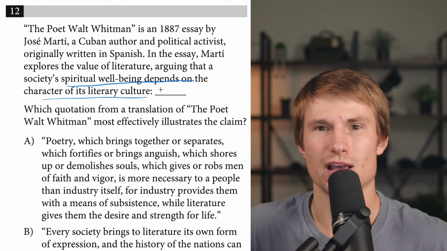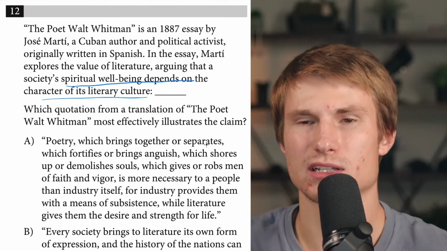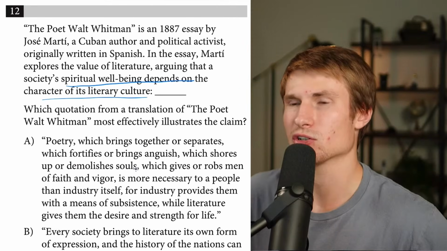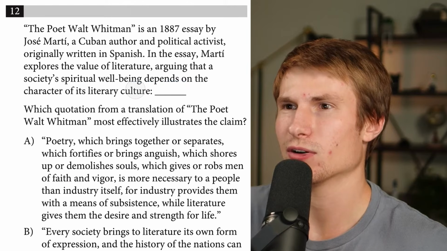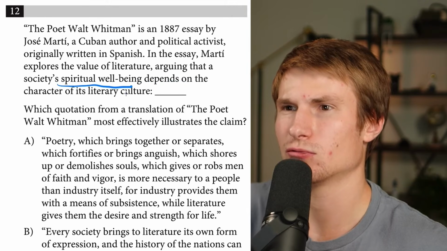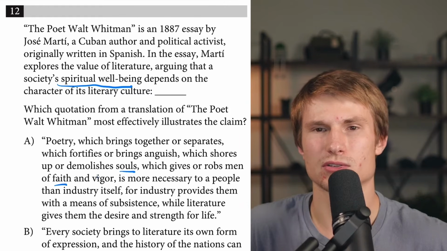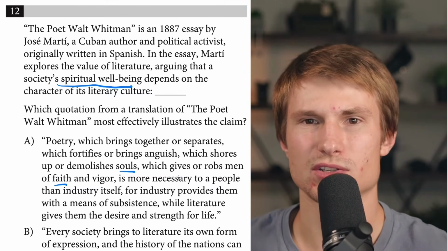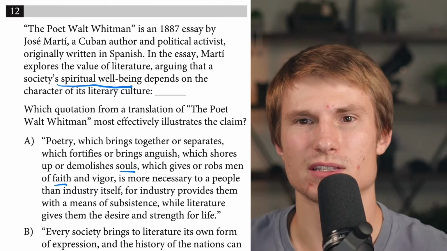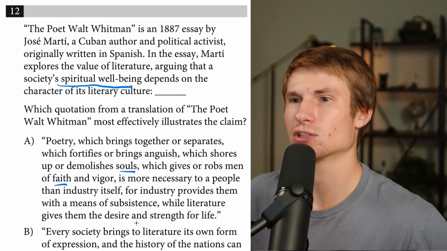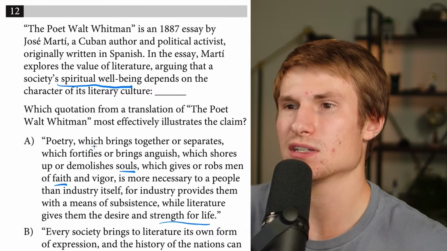We have option A, poetry, which brings together or separates, which fortifies or brings anguish, which shores up or demolishes souls. Okay, souls is going to be very representative of spiritual well-being. So that's something I want to pay attention to. Which gives or robs men of faith, also spiritual and vigor, is more necessary to a people than industry itself, for industry provides them with a means of subsistence, while literature gives them the desire and strength for life. So obviously this is very spiritual.